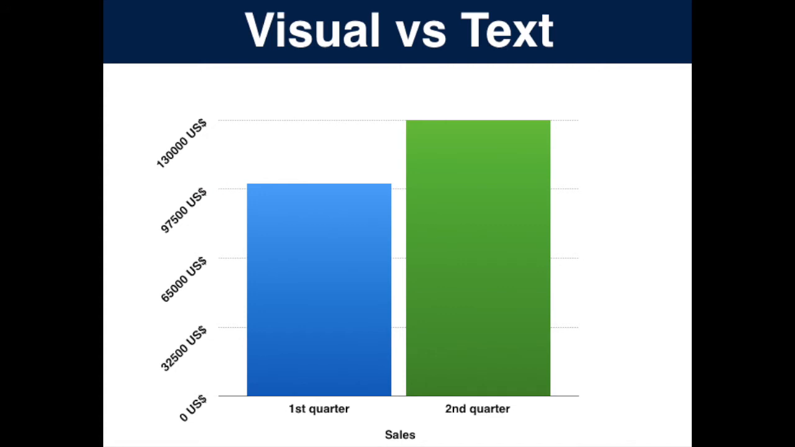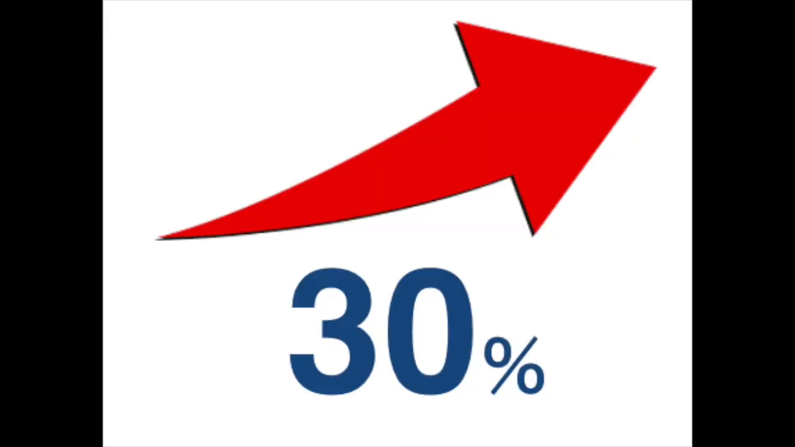Here you can see a bar chart with the same information, that the second quarter has outperformed the first quarter by 30%, and it's very, very clear that the second quarter has done much better than the first quarter, and the audience can immediately see that visual impact. And here is another way to show this data visually, just to have a simple number and then in this case, a red arrow going upwards immediately tells the audience what has happened.